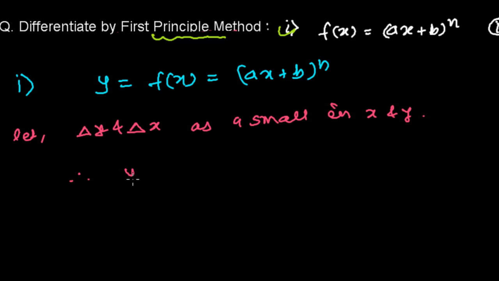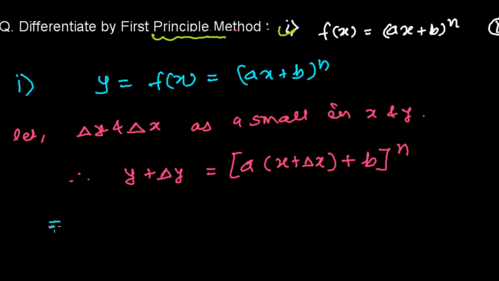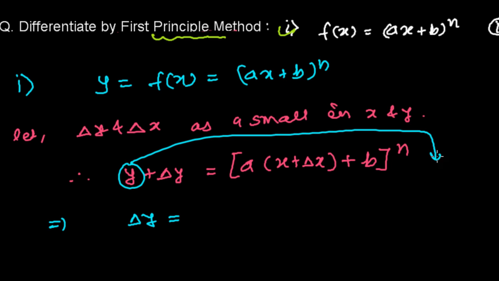Therefore I can say it's y plus delta y, as y got increased by delta y, and similarly x got increased by delta x, so it's now x plus delta x, and then plus b. I have written a times (x plus delta x) plus b, whole to the power n. Further, delta y I'm writing this side, and this y I'm going to write here. So it's going to be (ax plus a delta x plus b) to the power n, and now when this y shifts, it will be minus y.